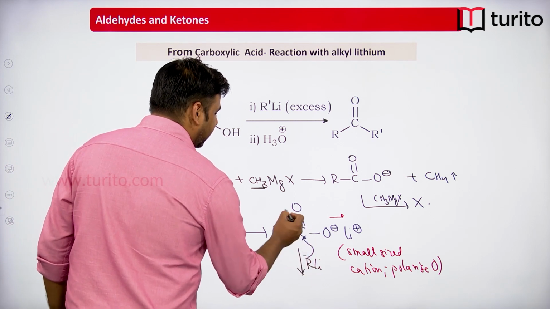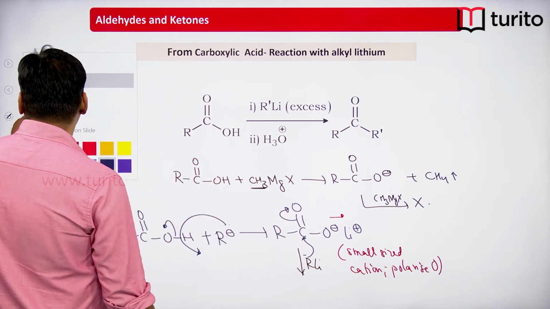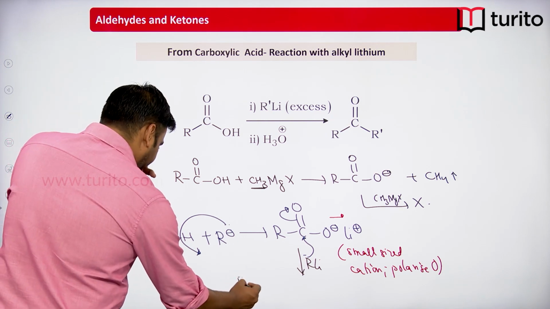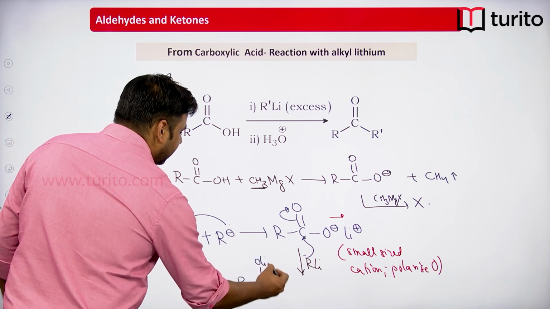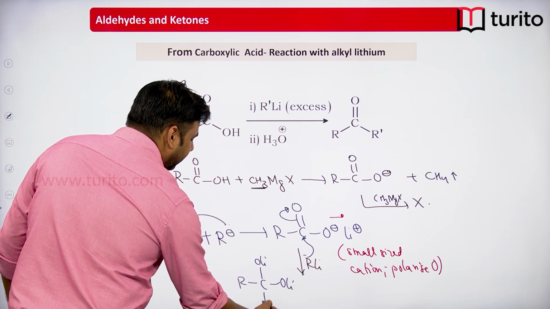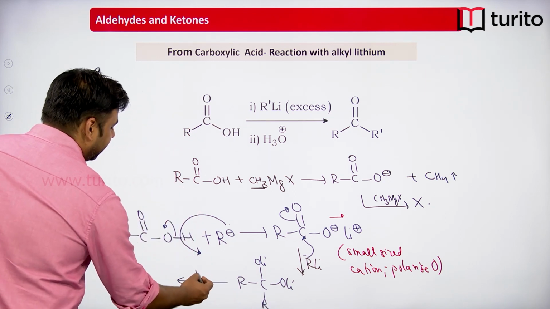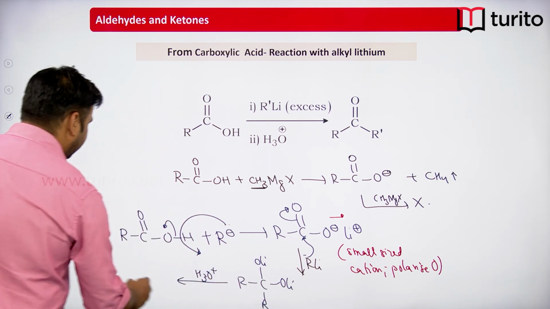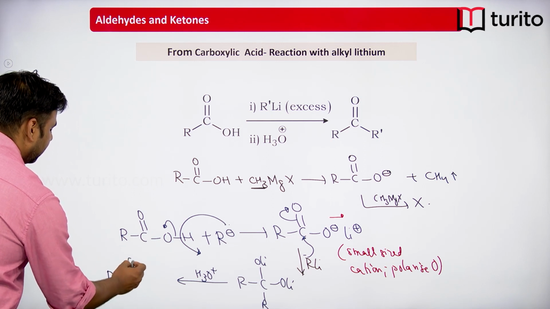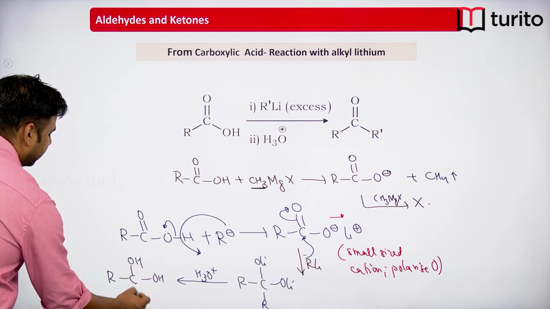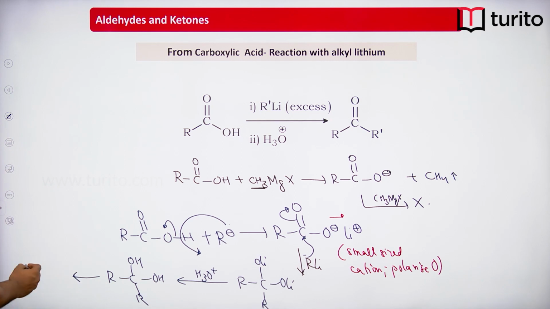Okay, so this RLi will go and attack at this carbon. This is having a negative charge. These pi electrons are polarized. So in this case, we are going to form the dilithium intermediate, R C (OLi)(OLi) R. Then we'll hydrolyze it, and when we hydrolyze, we form a diol. Now we know that diols are unstable, so this will liberate water and change into a ketone.